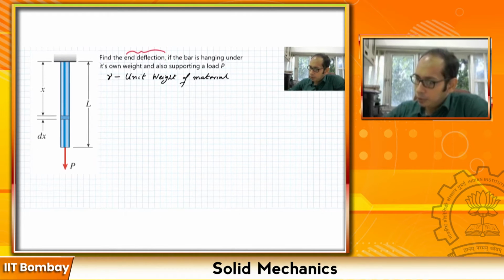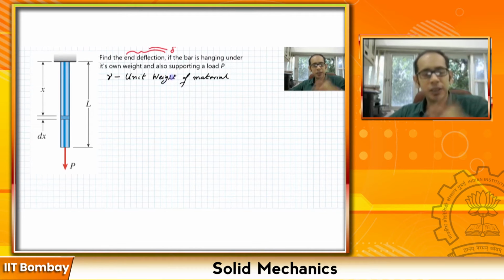So maybe I'll mark it: that is the delta that you have to find, if the bar is hanging under its own weight. So it has a self weight of its own, and this gamma is given, which is the unit weight of the material. In addition to that, it is also supporting this particular load P, which is the end load over here, right? Okay, so now how do we do this?